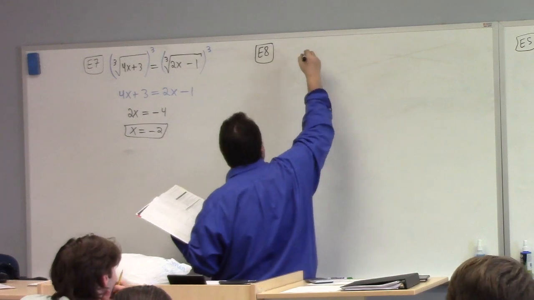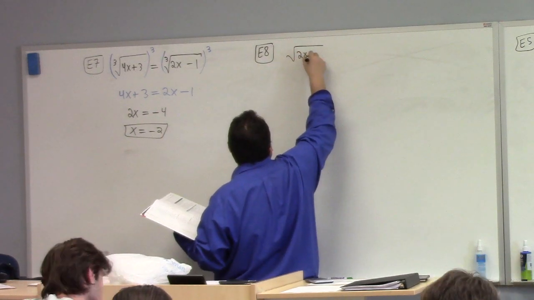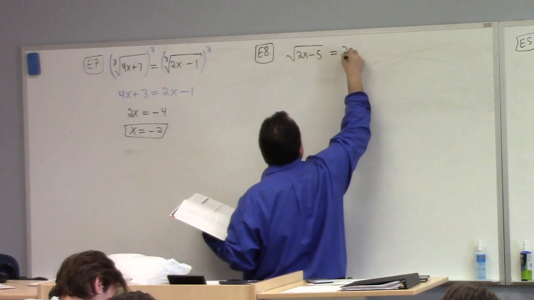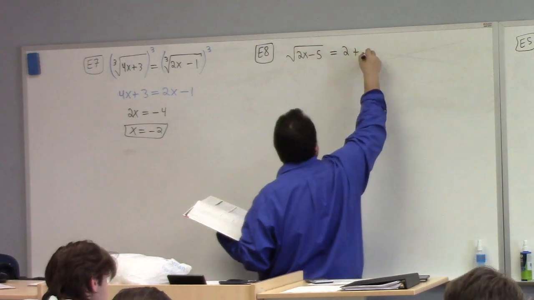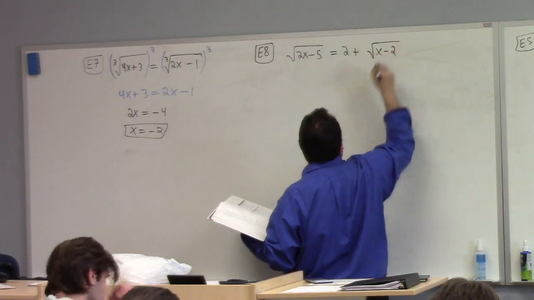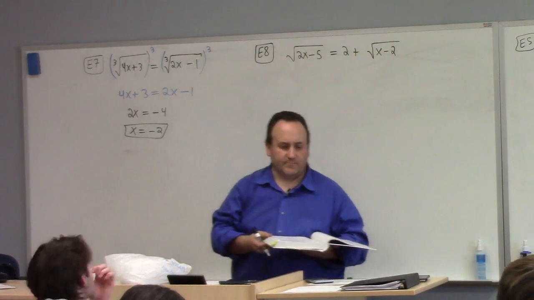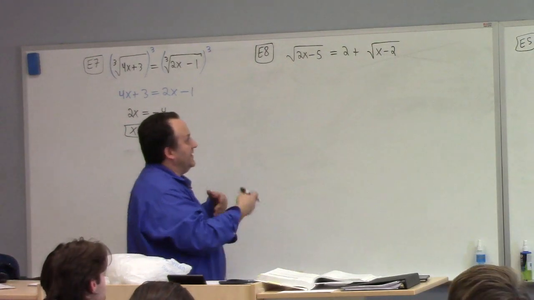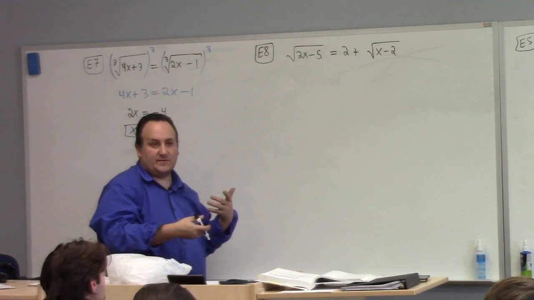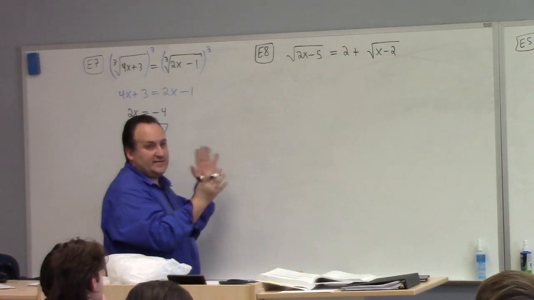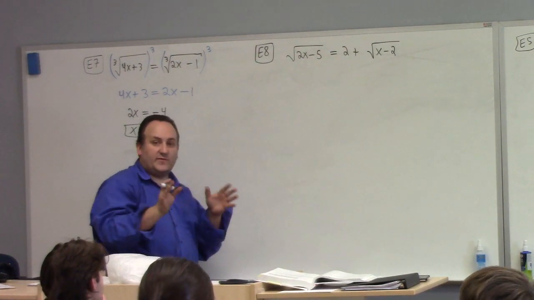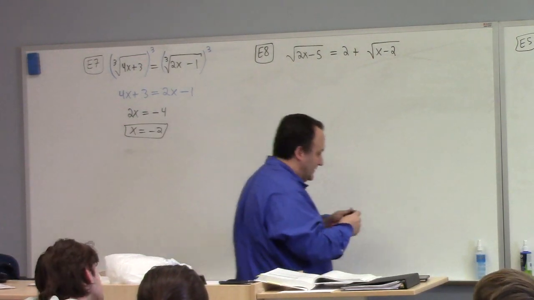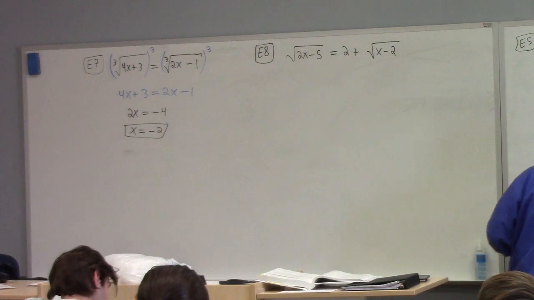So here's another one. Square root of square root of 2x minus 5 equals 2 plus the square root of x minus 2. Now, unlike example 5, I don't really need to do any kind of pre-processing here. There is already a radical that's isolated, right? So squaring both sides is a good idea, actually. However, we must do it correctly. And what do I mean by that?